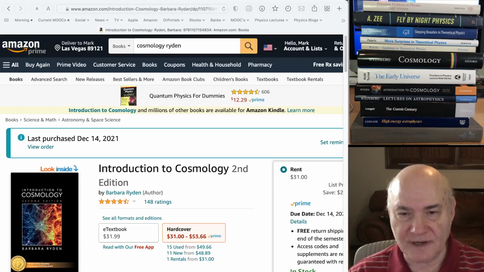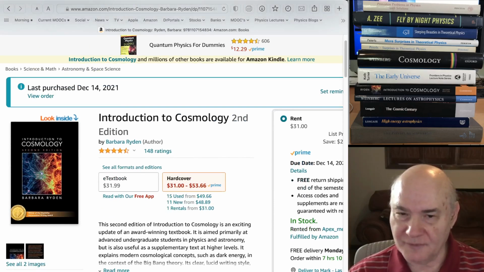The standard undergraduate book on cosmology is by Barbara Ryden, and she's got a whole bunch of other books. I actually bought this book. It was used for the MIT MOOC on Cosmology and Inflation taught by Alan Guth.